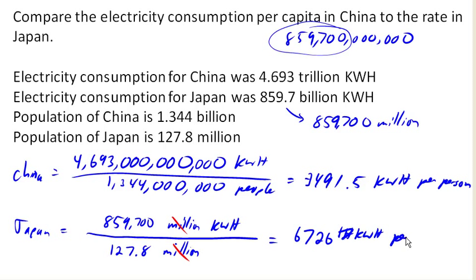So notice that while the total electricity consumption of China is much larger, more than five times the consumption of Japan, the per capita, or in other words, per person consumption in Japan is about twice the per person consumption in China. And by working with these large quantities and calculating these rates, it helps us compare these quantities.